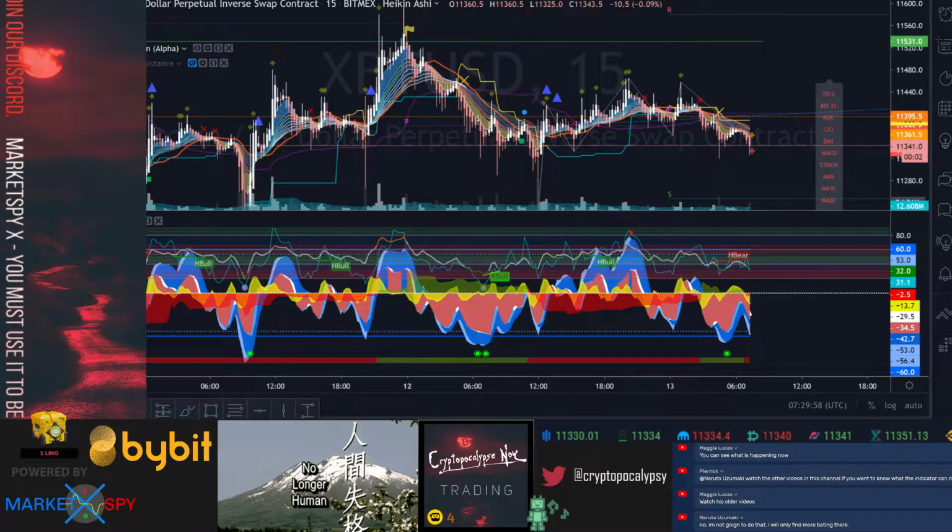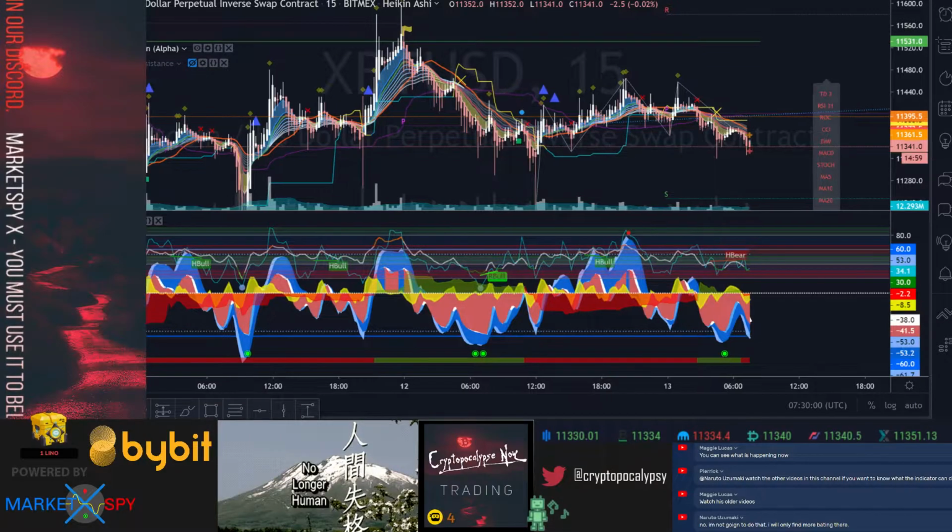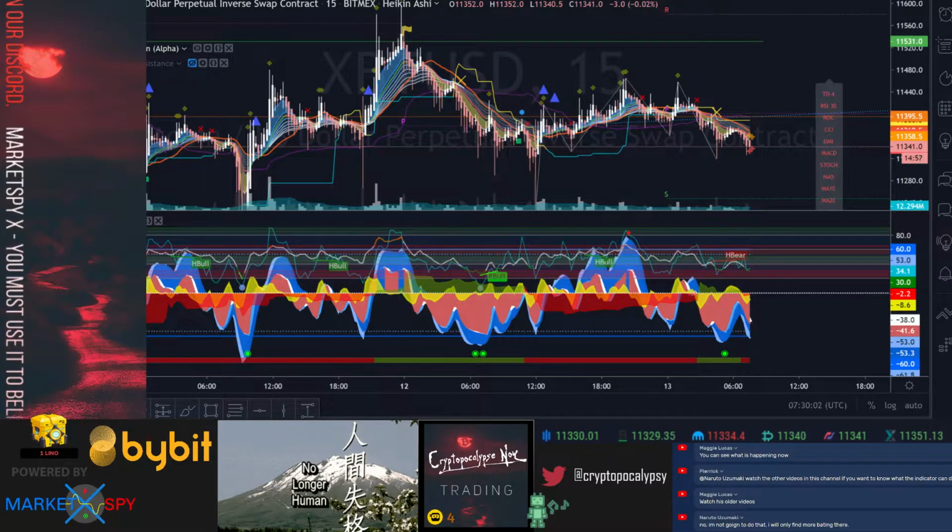Yeah, Maggie is right. Maggie Lucas, it's ultimately up to each and every individual how they interpret it, trade it. But unless you're a complete monkey, you cannot fail with this indicator. No offense to the monkeys out there.